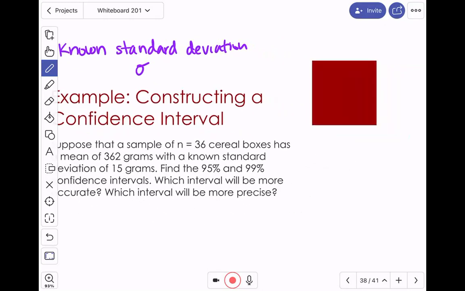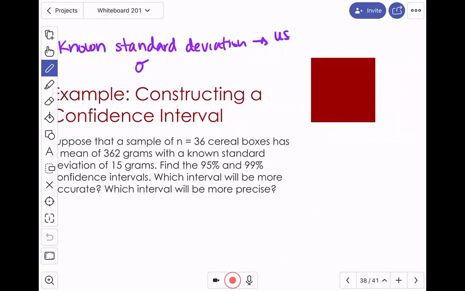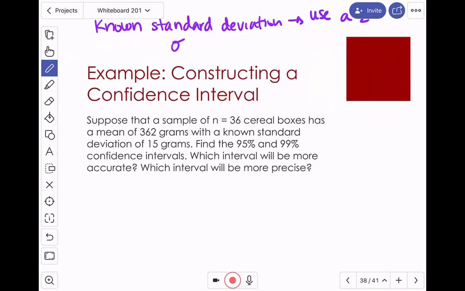If you have a known standard deviation, you always use a z critical value. You always use a z star. There's going to be some problems where we don't know the standard deviation, and we're estimating the standard deviation based on the sample. When that happens, we'll use a different critical value. But for now, we're going to know the standard deviation. So it says, suppose that a sample of n equals 36 cereal boxes has a mean of 362 grams with a known standard deviation. This is key right here, by the way. A known standard deviation of 15 grams. Find the 95 and 99% confidence interval. Which interval will be more accurate? Which interval will be more precise?